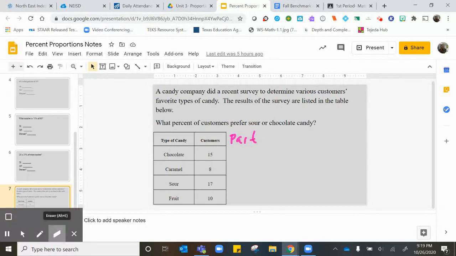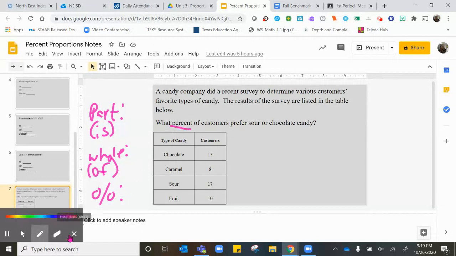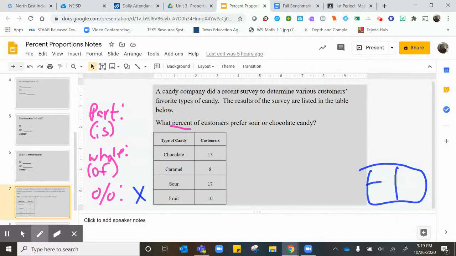Actually, I'm going to write this off to the side. Our part, which is your "is," our whole, which is your "of," and your percent. So what percent? Well, I don't know the percent, so that is what I am looking for when I set up my box problem. Remember, 100 always goes in the bottom right. That X will go on top.